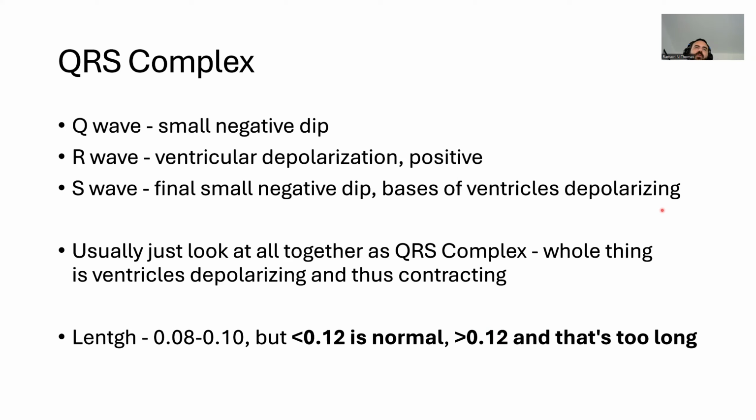Again, your book says 0.08 to 0.10. You'll find different resources will give you different answers, so I'm not trying to confuse you. That's why I put this in bold. Good thing to remember: just less than 0.12, we're good. Greater than 0.12, not so good.